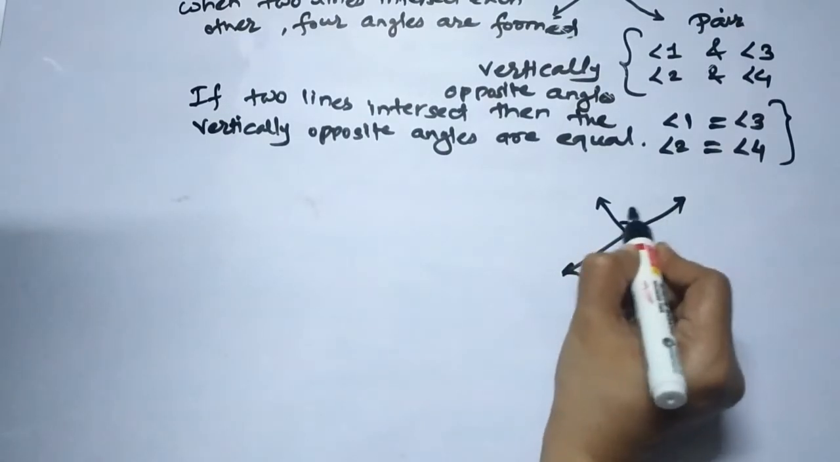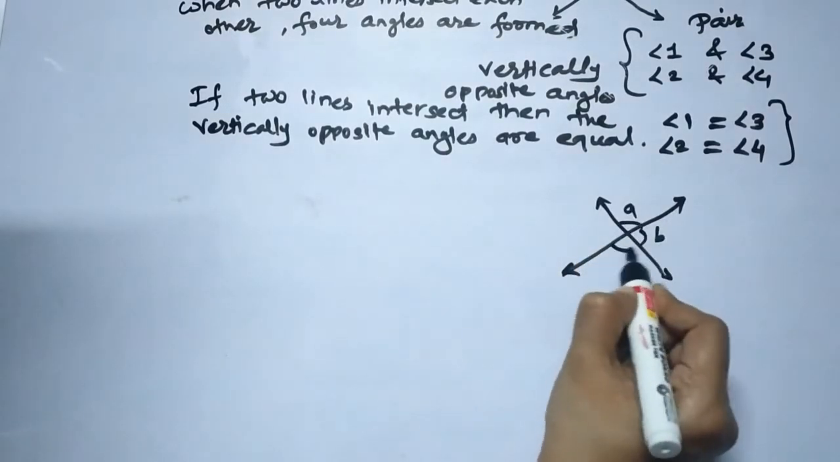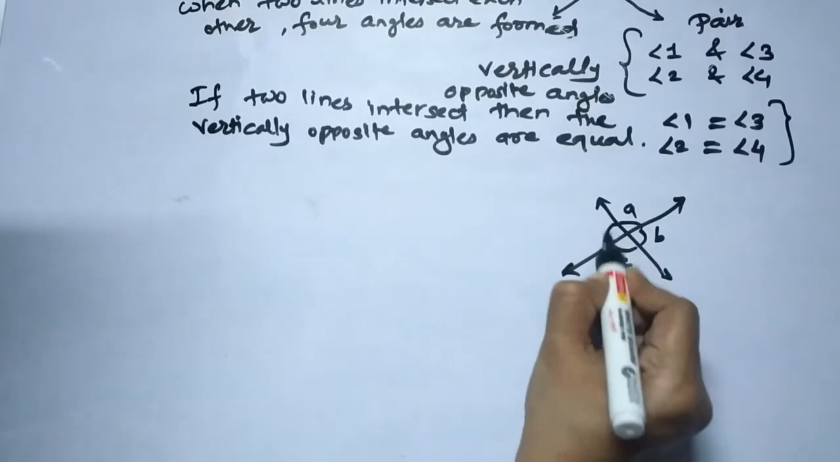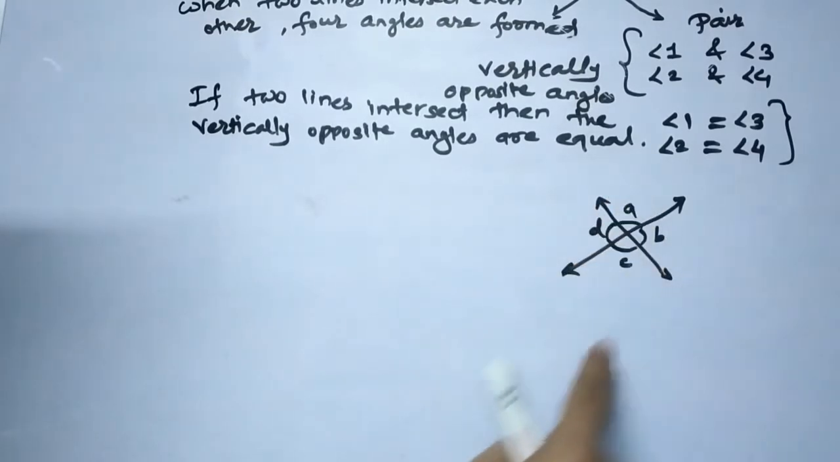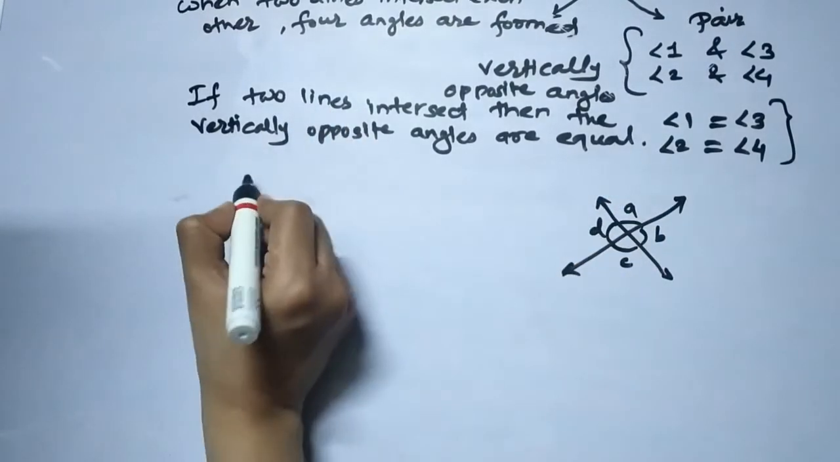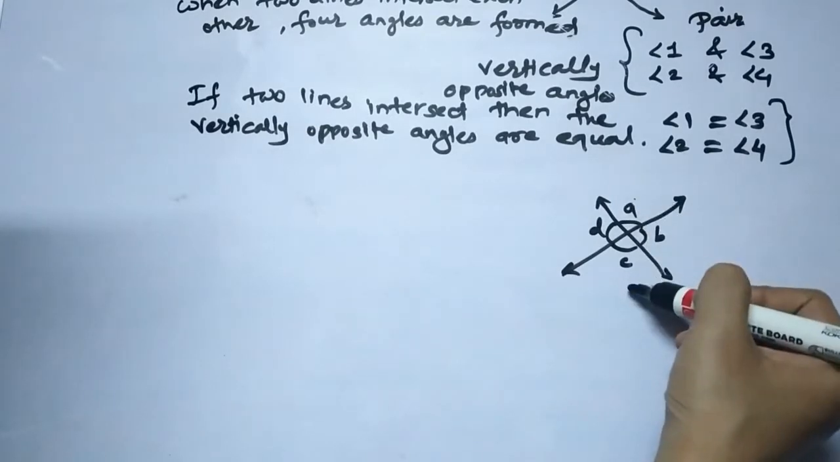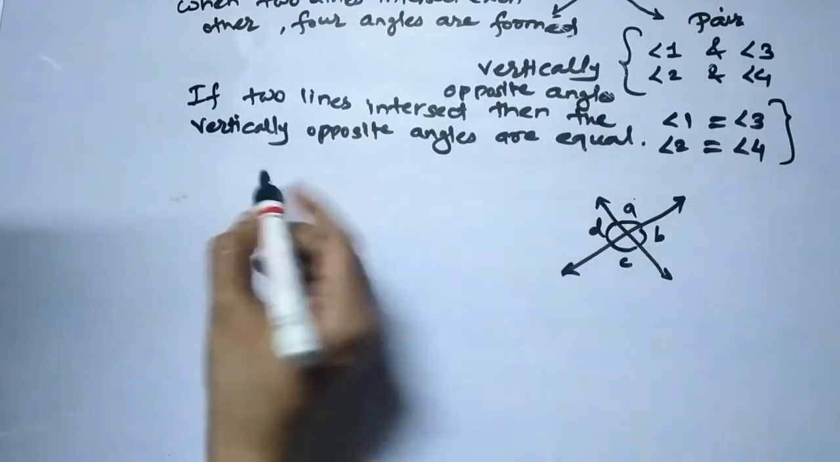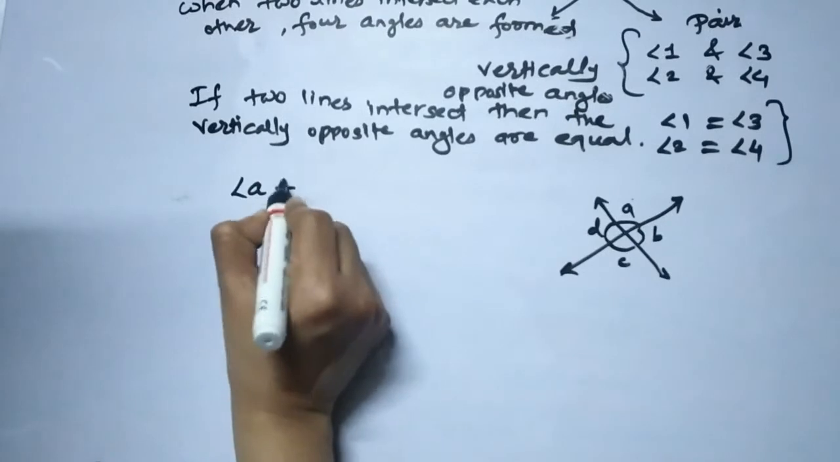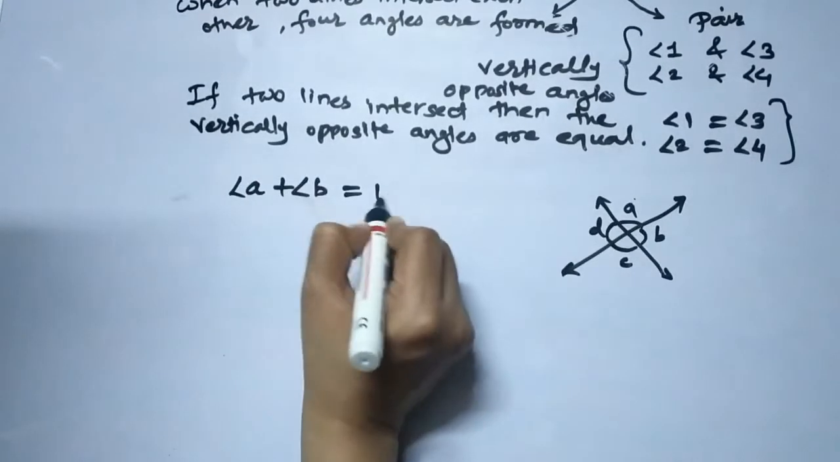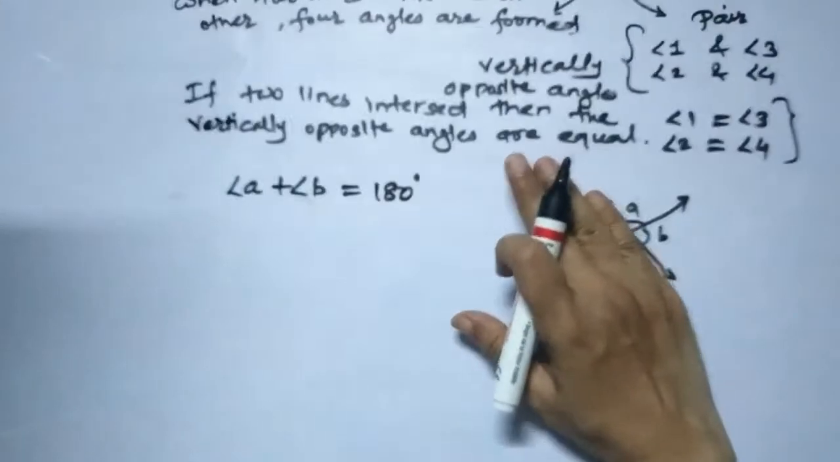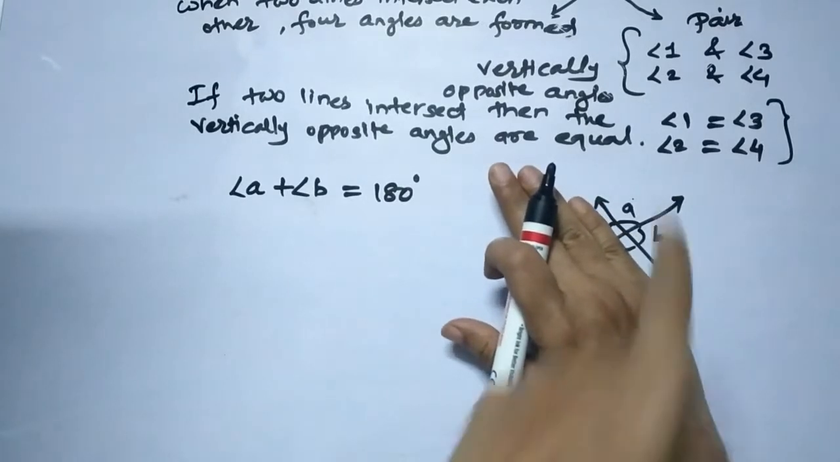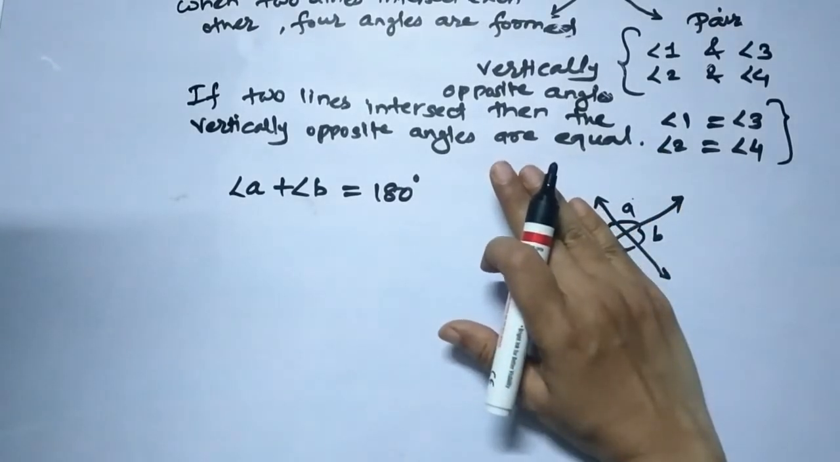Say this is the angle A, this is the angle B, this is the angle C, and this is the angle D. We want to prove angle A is equal to angle C and angle B is equal to angle D. So friends, I can write angle A plus angle B is equal to 180 degrees. Why am I saying angle A and B make 180 degrees? Because they are a linear pair.